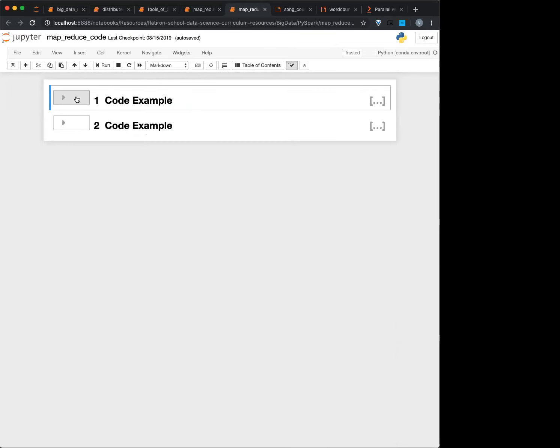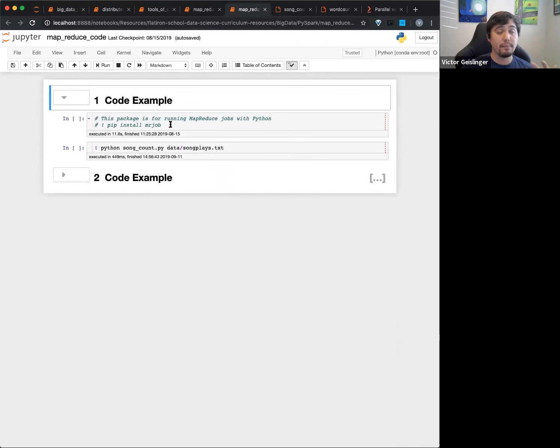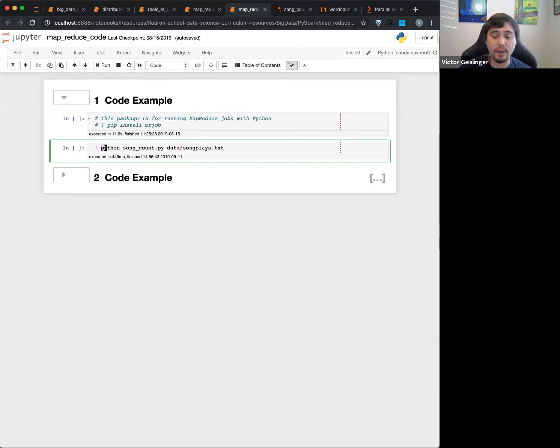So MapReduce. I'm actually not going to use Spark. I like to use MR Job, which sounds like Mr. Job, but MapReduce Job is what it's going. It's really simple to install with pip. You can see here I'm running this as if in the terminal. I'm going to have this song_count.py, and this is the data, songs.txt. I'm going to show you what that looks like.